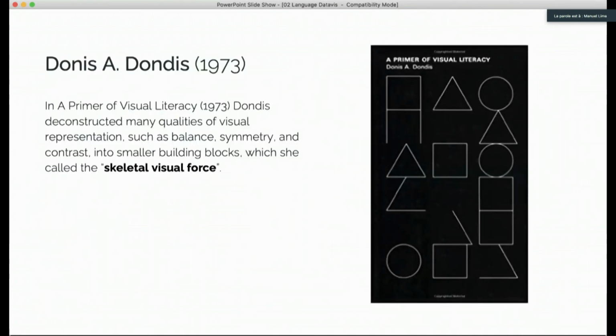And so we saw a little bit how some of the laws of Gestalt were really attempting to explain how the human mind works and how we interpret graphical input. So in 1973, Donis Dondis did great work in what's called primary visual literacy. And here she really deconstructed the many qualities of visual representation, like balance, symmetry, contrast, into small building blocks, which she called the skeletal visual force.